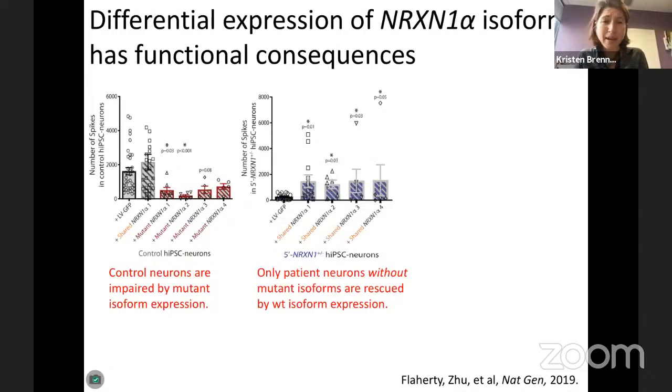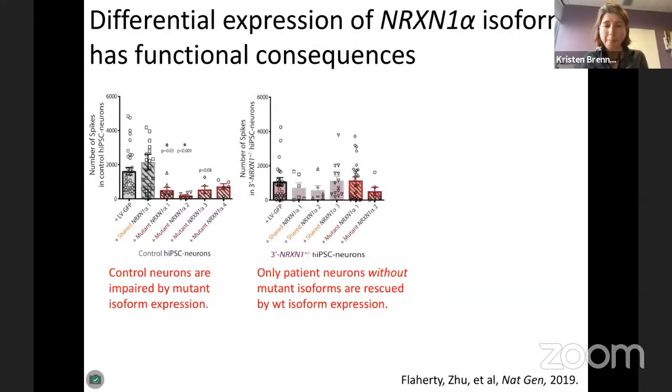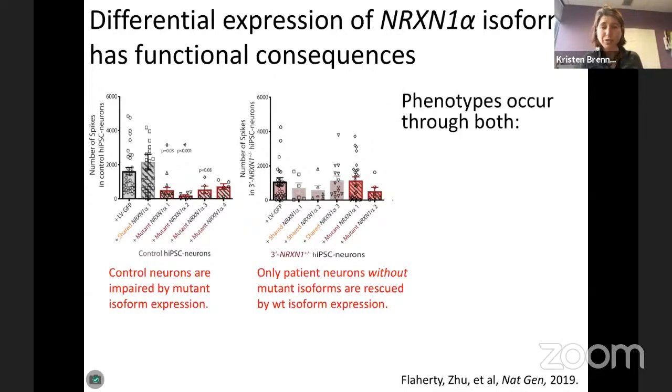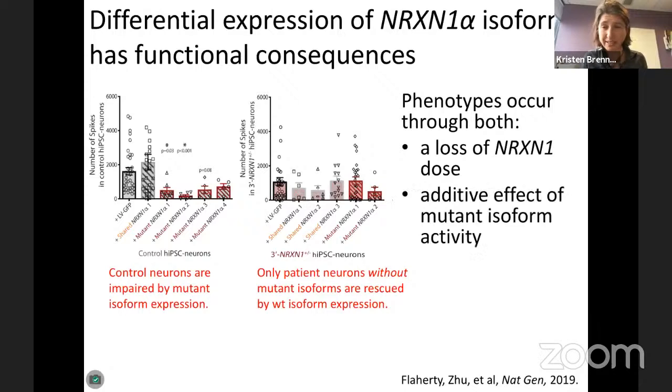In those 5' patients, the ones with reduced Neurexin 1 expression but no predicted mutant isoform expression, overexpression of a wild-type isoform was sufficient to rescue reduced neural activity. But in the 3' cases, we actually were unable to rescue activity. These were the patients expressing mutant isoforms. And so overall, we think there's two things going on here. Neuronal phenotypes in Neurexin 1 neurons occur through both a loss of Neurexin 1 dose in all of the cases, and in a subset of cases, the additive effect of mutant isoform activity when they're formed.